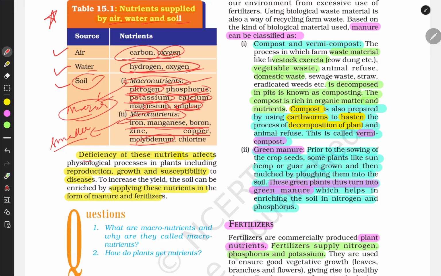molybdenum. Deficiency of these nutrients affects the physiological processes of the plant, including their reproduction, growth, and susceptibility to diseases. Supplying these nutrients in the form of manures and fertilizers will ultimately increase and enrich the soil quality.